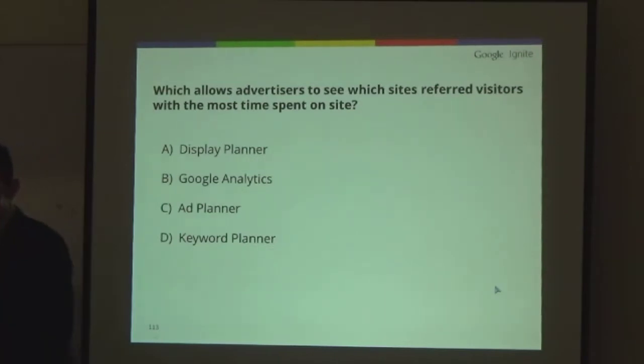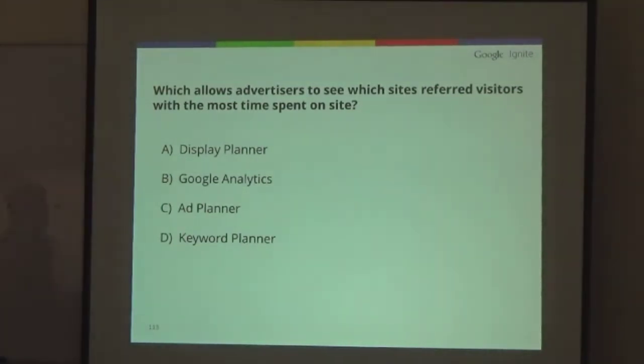All right, let's move on. Next question. Which allows advertisers to see which sites refer visitors with the most time spent on site? Google Analytics. You use Google Analytics to understand the behavior or the interaction of your website. So time spent on site is a behavior.